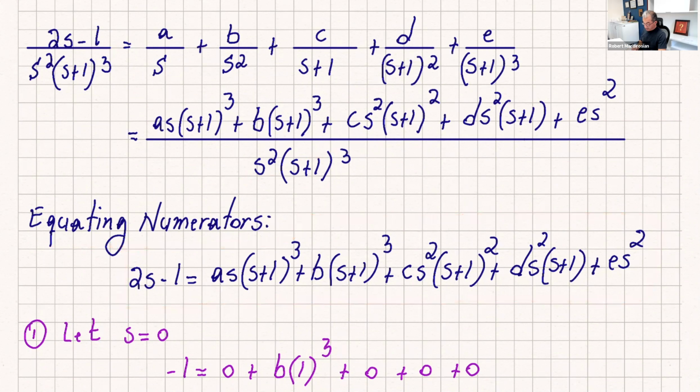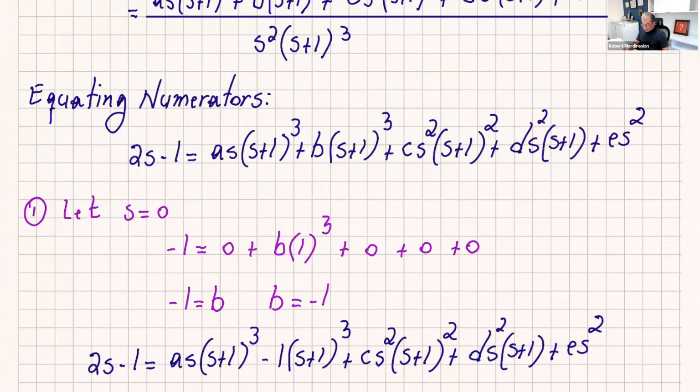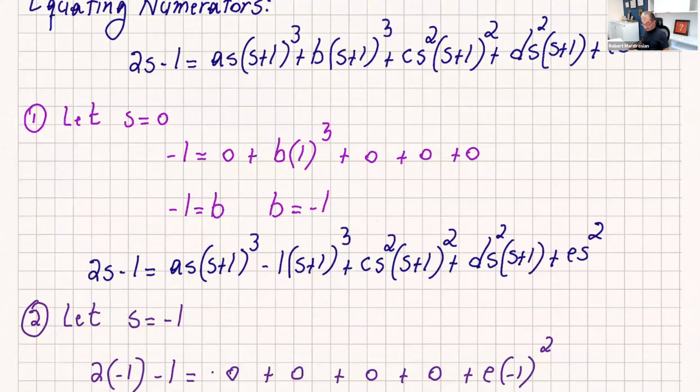Now, if you open those up and try to equate the coefficients on both sides, then it's going to be pretty long. But let's see how we can do this by inspection. Here, the main numbers are 0 and 1. If you let s equal 0, then all the terms cancel except that one. Here you get negative 1, so you get b times 1 cubed, and on the left side you have negative 1. So you can get b very fast.